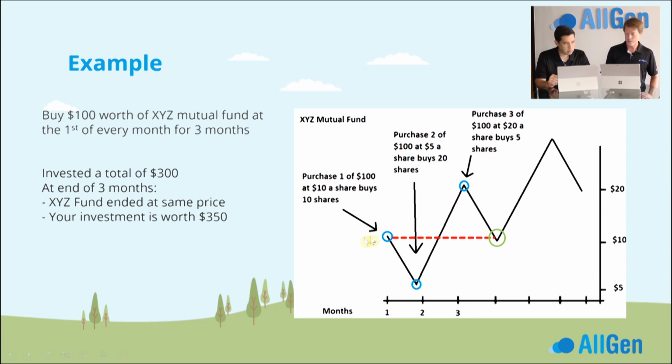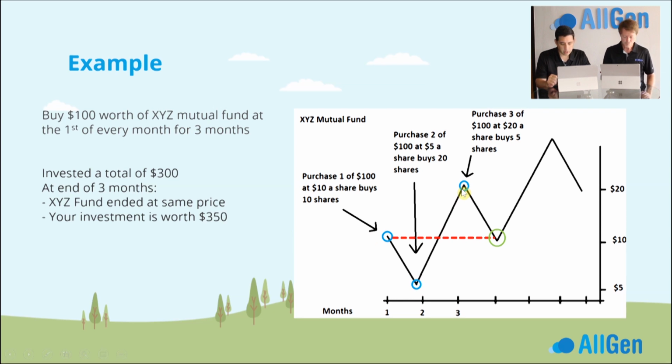Right. So let's look from the beginning to the end of month 3. You can see that it started off at $10 a share. It ended at $10 a share. But because over time you bought a total of 35 shares, you now have a value of $350. So you've invested $300, and now you have a value of $350 because you're buying more shares when it's down and you're buying fewer shares when it's up.